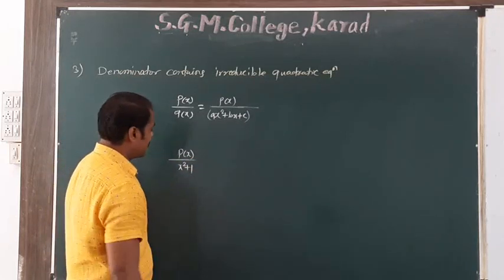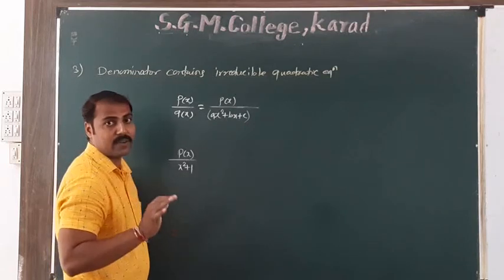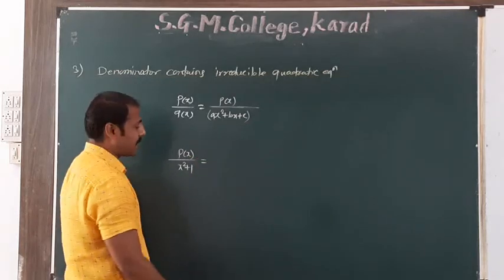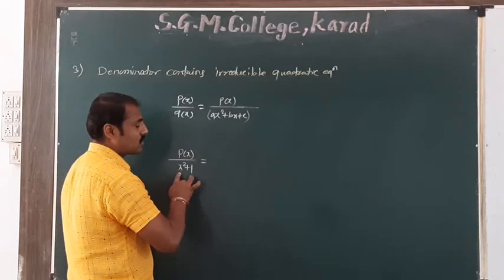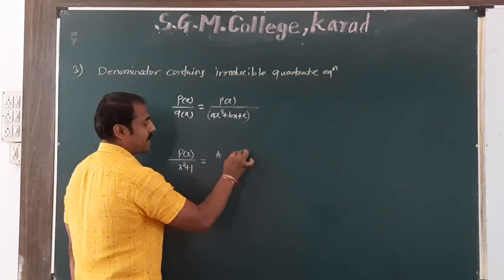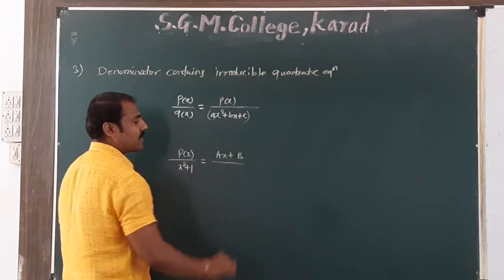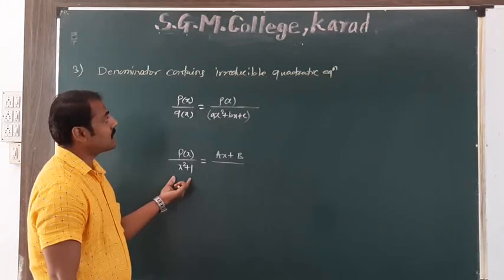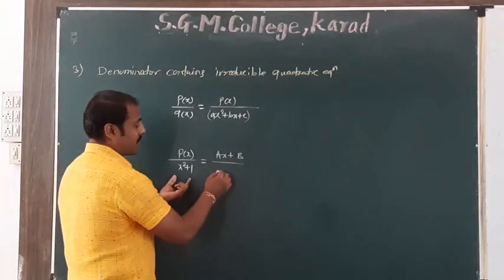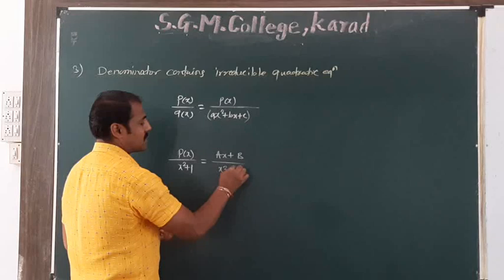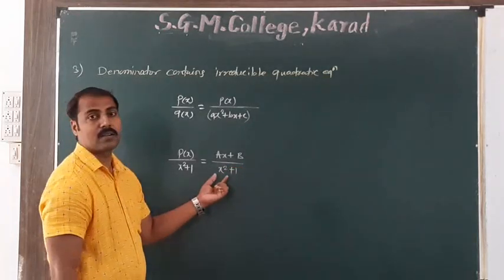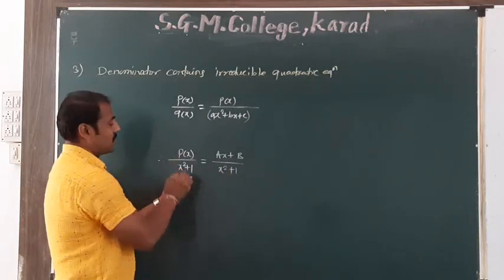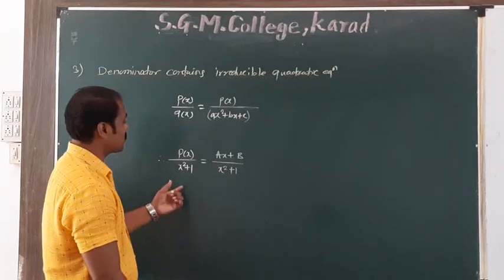Look at this quadratic equation, x square plus 1 cannot be factorized. So its corresponding partial fraction can be written as, since degree of x square is 2, there are two constants. First one is a, second one is b, and in numerator write ax plus b, divided by the denominator x square plus 1. It's our corresponding partial fraction of this example, p of x divided by x square plus 1.